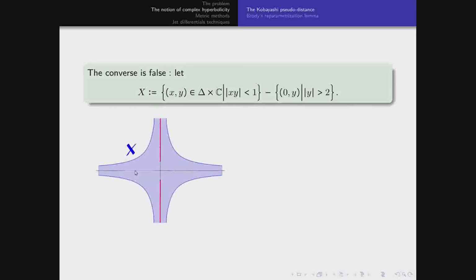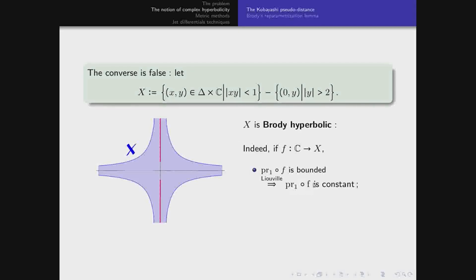So I have drawn the picture here. I have removed the part in red from the variety in blue, which is this. And I say that X is Brody hyperbolic. So why? If you take a curve inside X, a map from C to X, and now you want to prove that it is constant, how can you do that? First, you can project it towards the first coordinate. So it falls inside the disk, so it is bounded. So it's a holomorphic map which is bounded on C. So again, by Liouville's theorem, you get that this projection is constant.